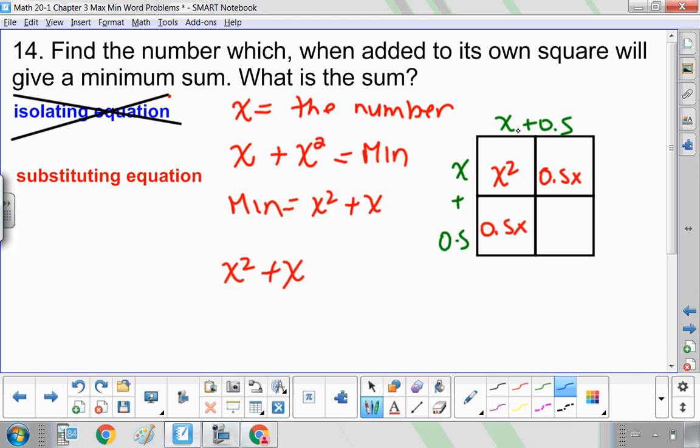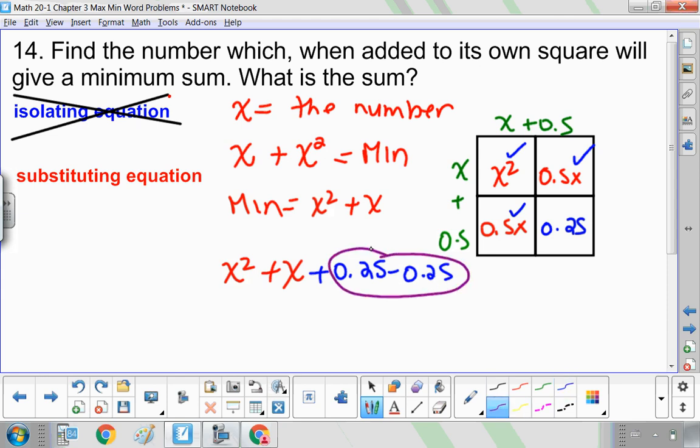Now, let's just check if this is right. x times x is x squared. 0.5 times x is 0.5x. x times 0.5, 0.5x. So what will complete the sum is 0.5 times 0.5, or 0.25. So I'm going to add that, and I'm also going to subtract that. So remember, the reason I do that is because 0.25 take away 0.25 is 0. And I can add 0 to any expression without changing its value.